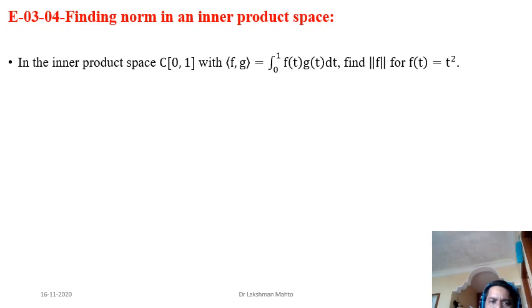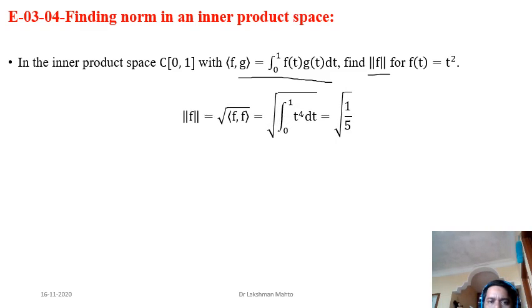Now, finding the norm in an inner product space. How can you find it? I have taken a few examples. Suppose we are taking the inner product space C[0,1]. It is the collection of all continuous functions defined over the interval 0 to 1. Then what is the inner product? It is the general inner product, defined by the integral of the product of f(t) and g(t) over the interval 0 to 1. Now we take the function t squared, and the question is to find the norm of that function.